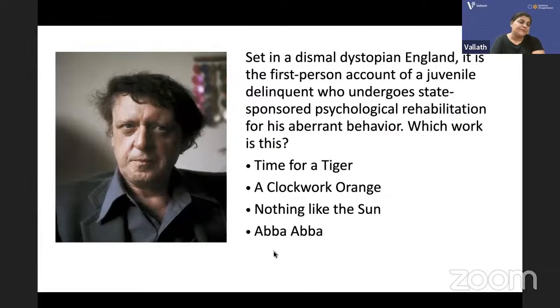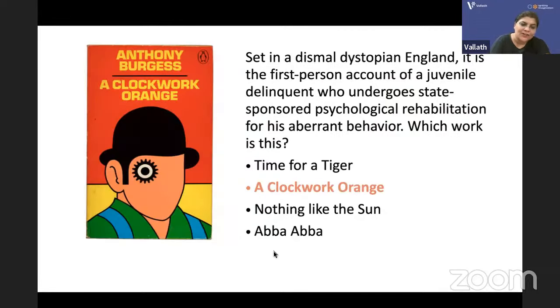Abba Abba is by Anthony Burgess, and it's about John Keats. Nothing Like the Sun is about Shakespeare. Time for a Tiger is from the Malayan trilogy. It is, Ankita, A Clockwork Orange, isn't it? Yeah. Clockwork Orange was a very famous movie. Do you have any idea, Ankita, who is the director of that movie? It was, sorry, I'm stammering. Stanley Kubrick. Correct, Stanley Kubrick.